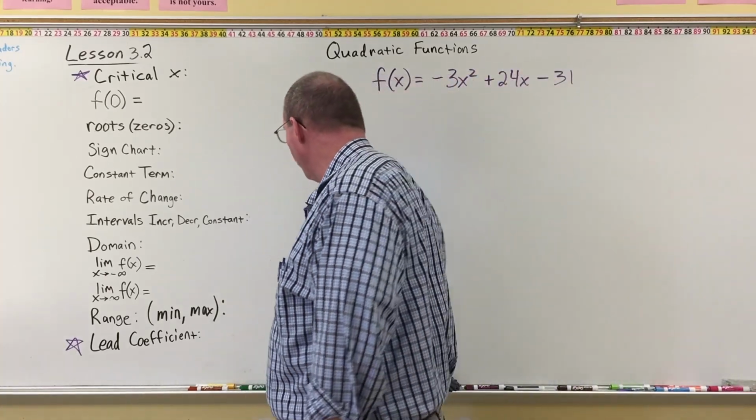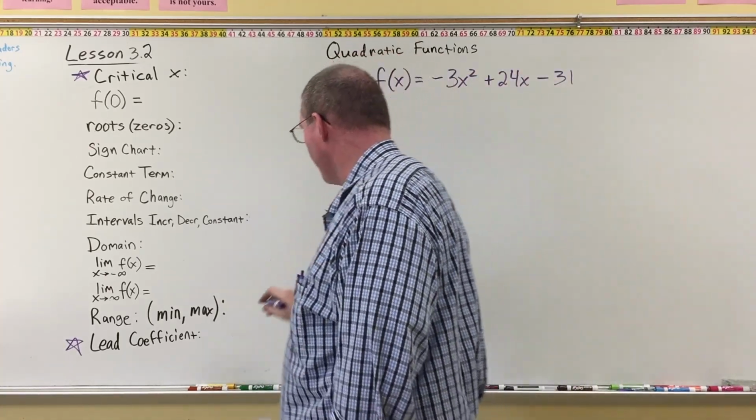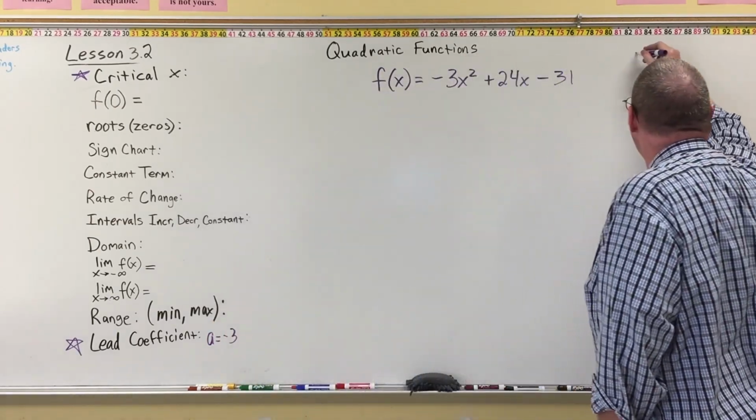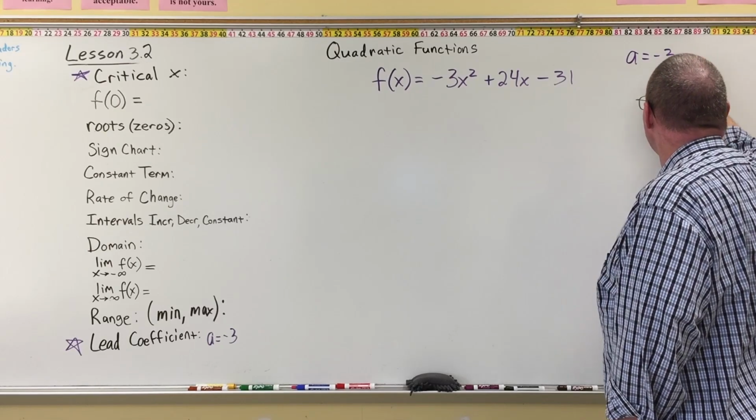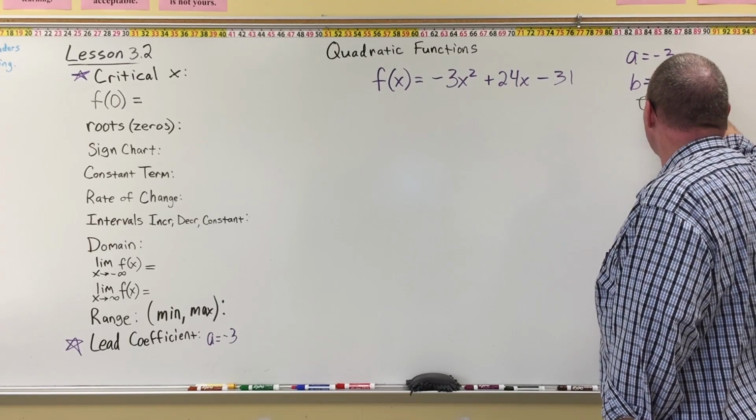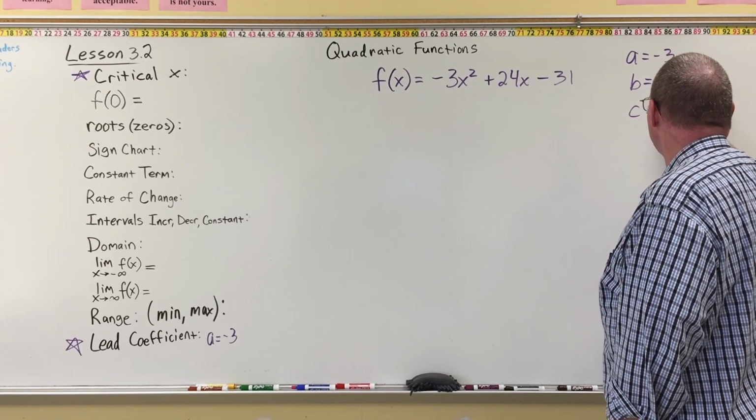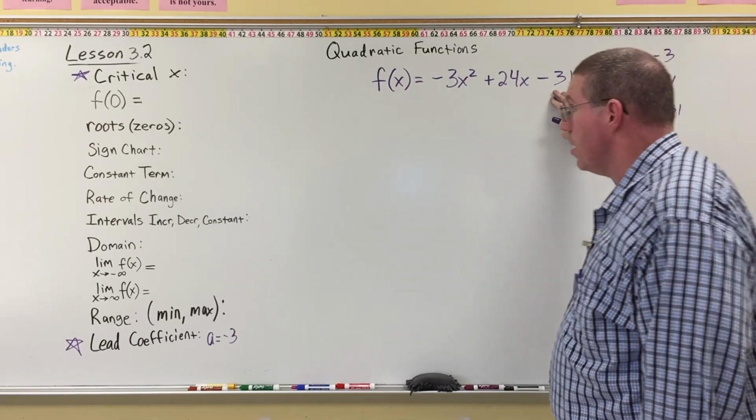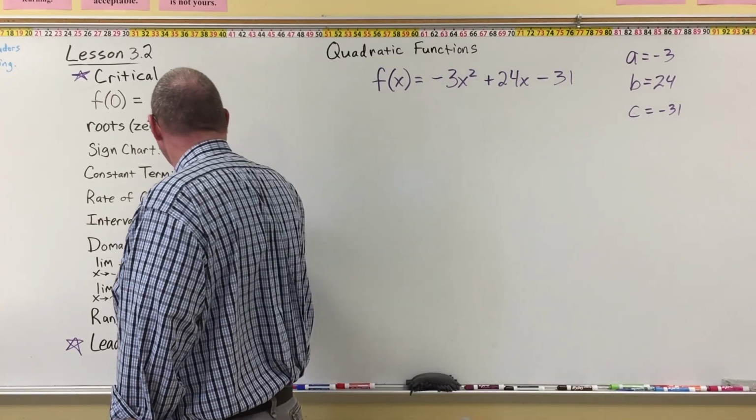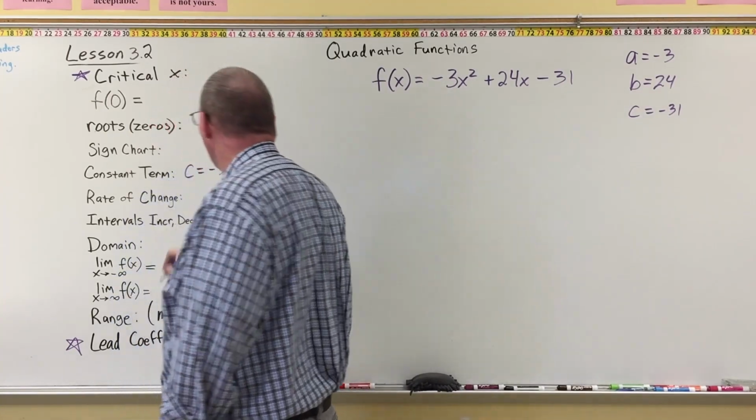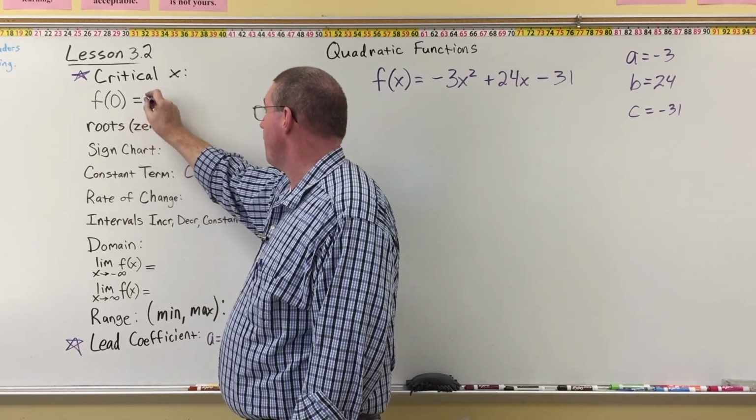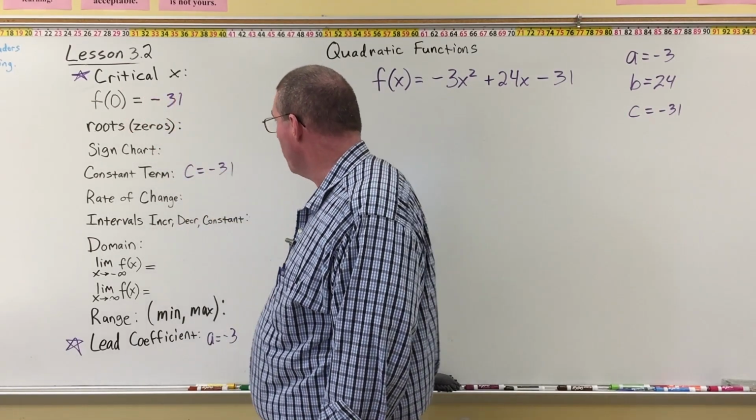We know that the lead coefficient is negative 3. That's our a. In fact, let's go ahead and make a note on the side here. a is equal to negative 3, b is equal to 24, and c is equal to negative 31. Well, we know the c is the constant term. So the constant term c is negative 31. We know that in a polynomial, the constant term is the same as f of 0, so that's negative 31.